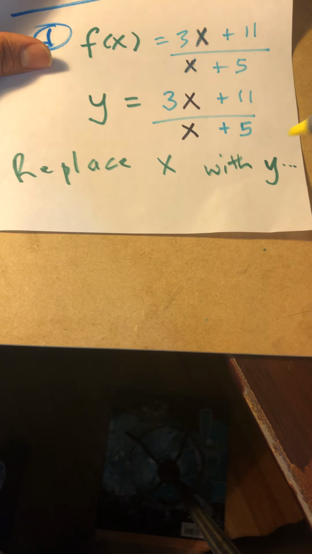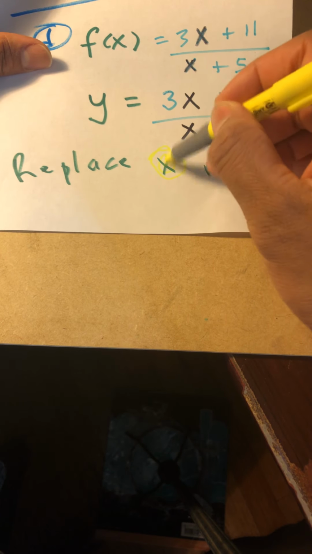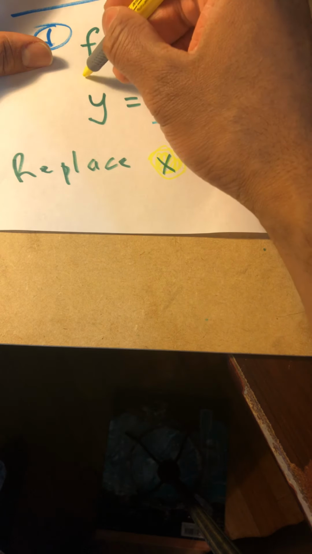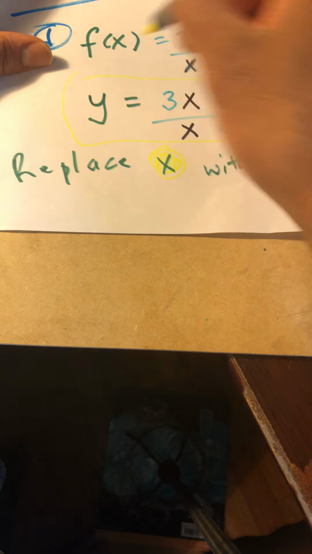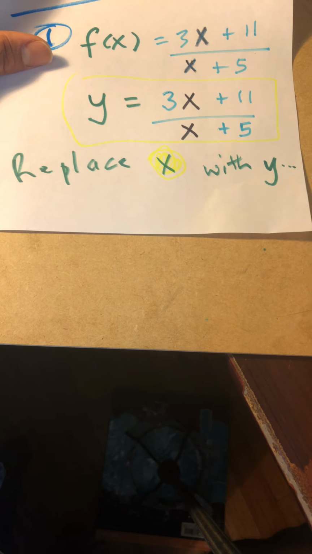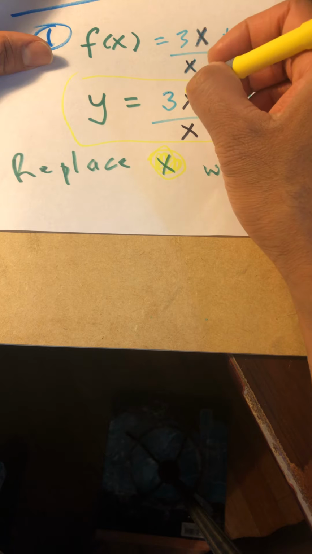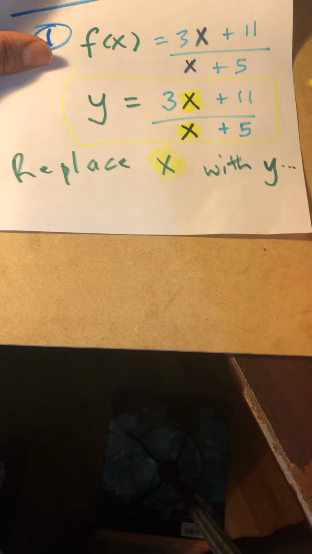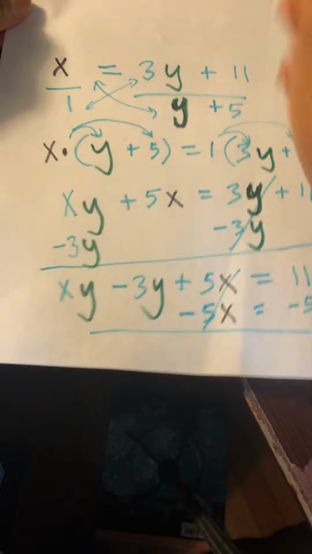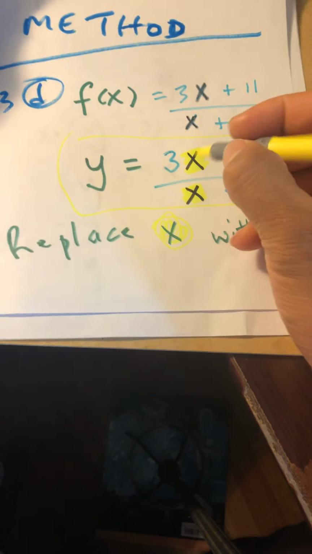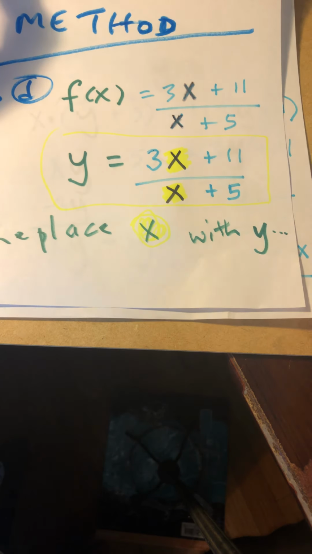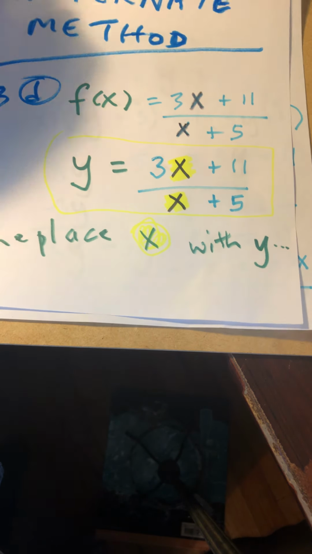So replace x with y. Wherever you see x, you replace it with y. All right, so we're starting here, of course. This is where we're starting since we're writing this function in terms of y. So what we want to do is look at the x here, and we're going to be replacing these with y's. Wherever I see x, I'm going to put y. And wherever I see y, I'm going to put x. So I'm doing this exchange, all right?